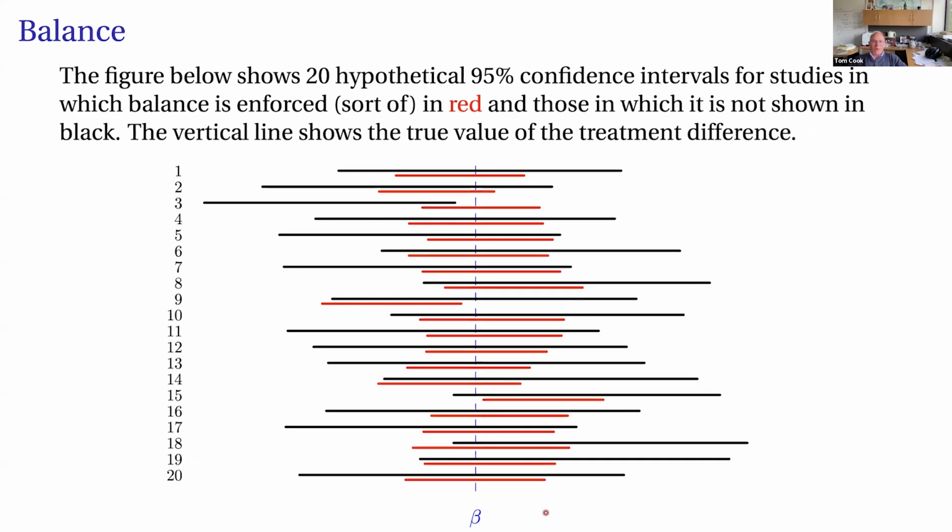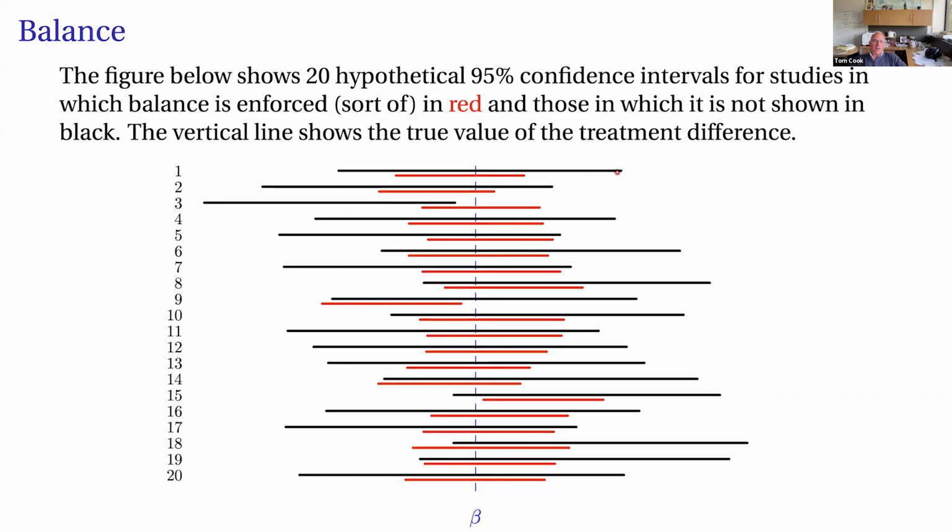And then what I've done here is I've simulated a simulation. That is, I've constructed a set of confidence intervals that could have arisen from randomized trials. I have 20 intervals. The red ones come from trials in which I'm imagining I have enforced balance. And by enforcing balance, I actually reduced the variability in my sample because I've eliminated one source of random variation by enforcing a balance with respect to important covariates.